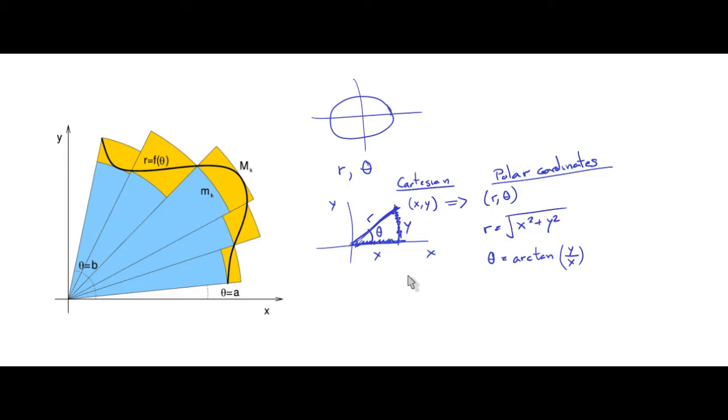That's how you go from Cartesian to polar. How do you go from polar to Cartesian? Well, it's easy to see from here that x is going to be r times the cosine of theta, and y is equal to r times the sine of theta. So that's how you go from one type of coordinates to the other.